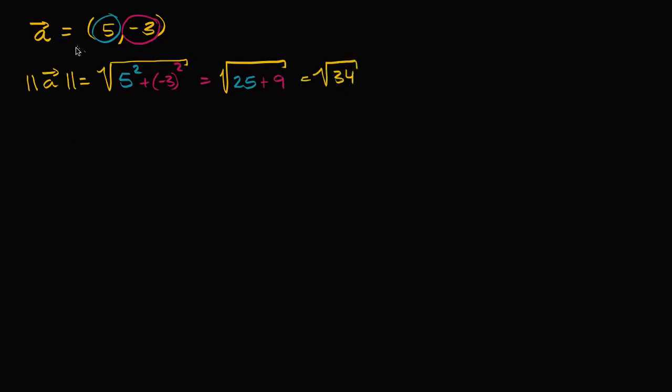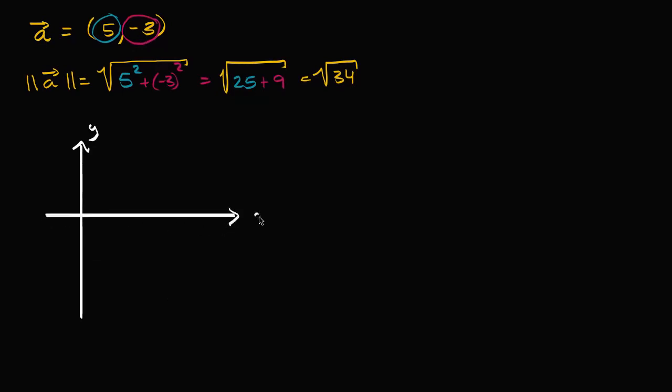And if you want to think about this visually, this is very easy to do just looking at the actual components. But if you want to make sense of why this is essentially just the Pythagorean theorem, we could draw out a quick coordinate axis right over here. So that's our y-axis. I have a y component of negative 3. Actually, let me draw it a little bit differently. Let me draw it like this.